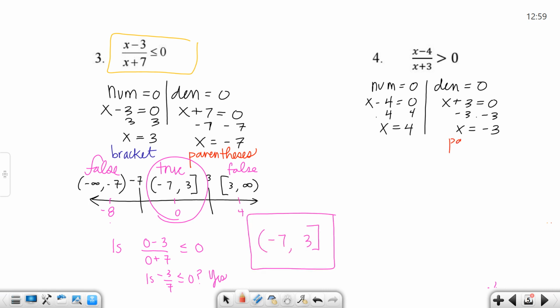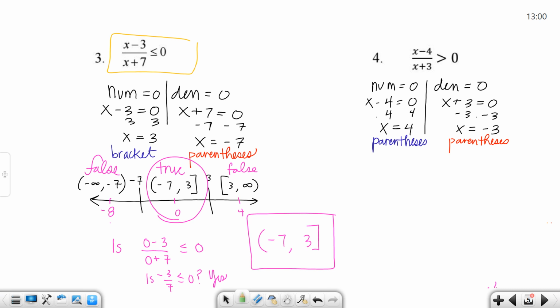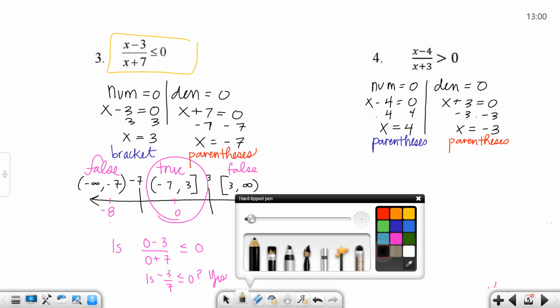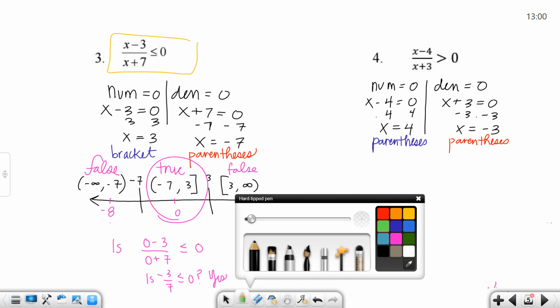Okay, the denominator always uses parentheses, but the numerator depends. It fluctuates. If you look at this symbol right here, you'll see it doesn't have a bar under it. So since it doesn't have a bar under it, that means it's going to use parentheses. So this one, all the way across the board, has parentheses. Let me say that differently. This problem, all the way across the number line, uses parentheses.